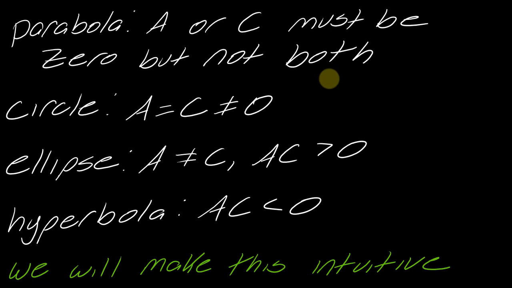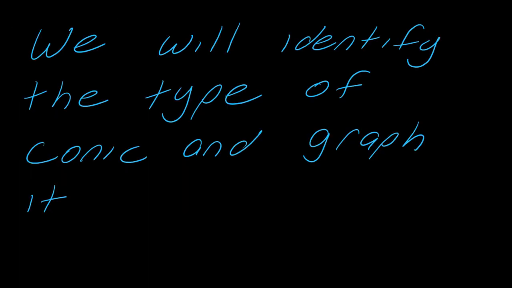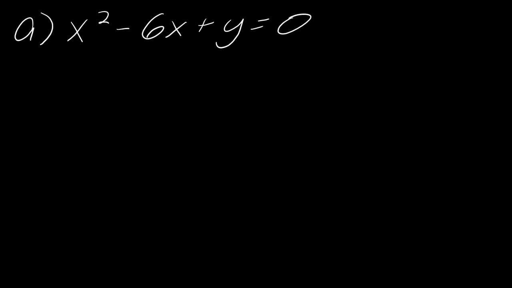This looks scary, like it's a lot of stuff you have to memorize. I think that when you start breaking it down, this is a lot more intuitive than you'd think. So just note these things, but we'll make this more intuitive versus something you have to memorize. What I want to do is identify the type of conic and then graph it. And I'll show you the technique you use to graph it, which if you've been watching some of my example videos, probably isn't too much of a surprise.